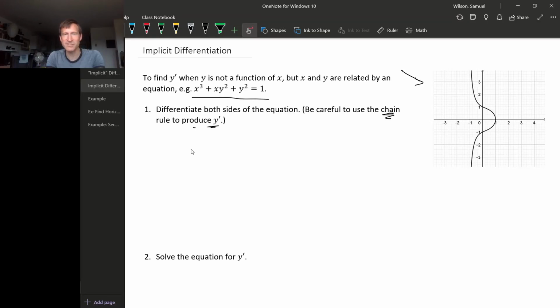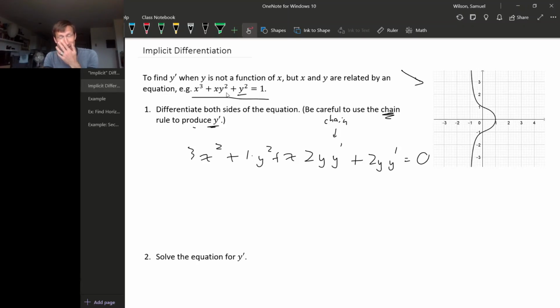So differentiating the left-hand side gives us 3x squared plus, now we have to do a product rule. So derivative of x is 1 times y squared plus x times the derivative of y squared, which is 2y times y prime. That's the chain rule. Plus derivative of y squared. Well, again, this is the chain rule. That's 2y prime. And then on the right-hand side, derivative of 1 is 0. Okay, so if you want to use implicit differentiation to find y prime from an equation, differentiate both sides.